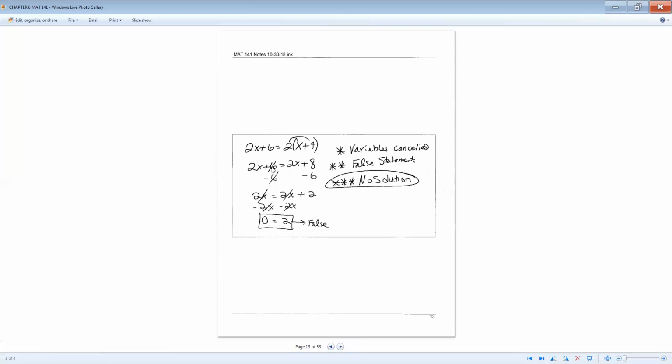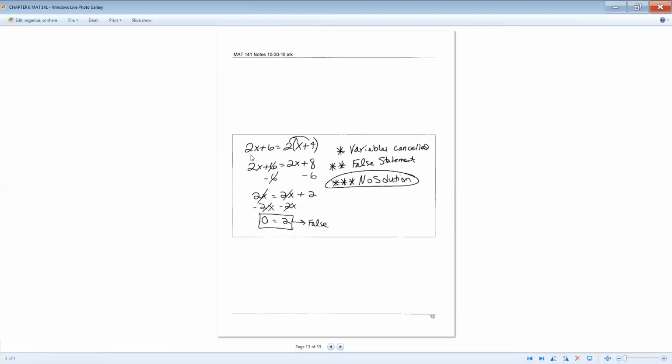Here we have a simple example of a linear equation, but something different happens. We have 2x plus 6 equal to 2 times the quantity x plus 4. If I were to distribute, that would be 2x plus 8 on the right. Subtract 6 from both sides. Then subtract 2x from both sides. That leaves me with 0 equal to 2.